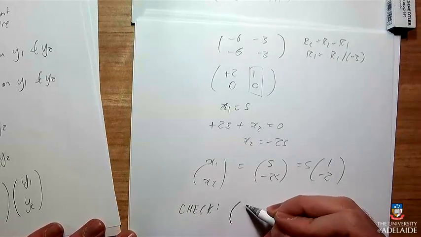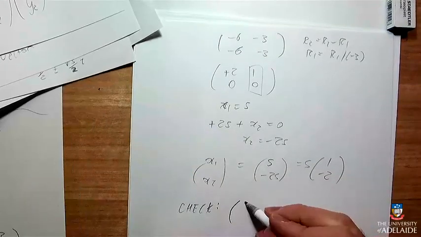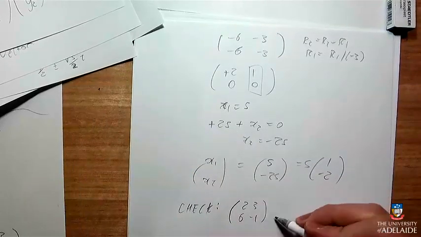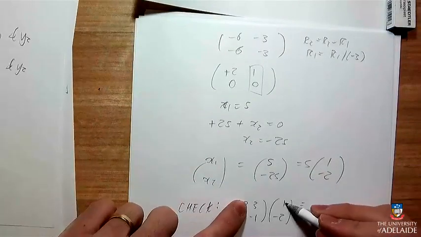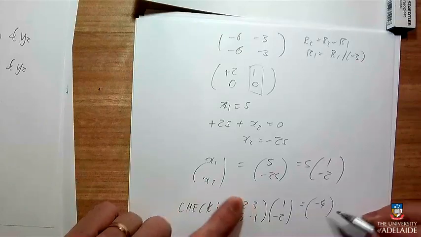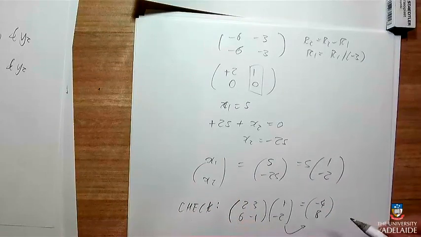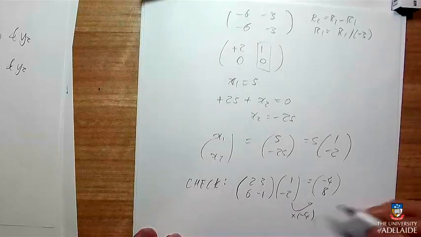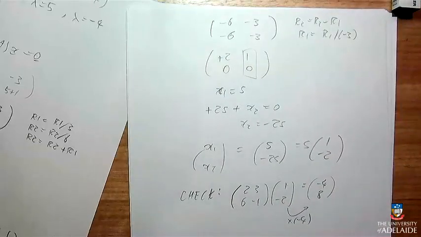The original matrix was 2, 3, 6, minus 1. And when I multiply it by 1, minus 2, I get 2 minus 6, which is minus 4, and 6, which is 8. And that totally is times by minus 4. Good. It really is an eigenvector. I was just a bit afraid that I was wrong, so I thought I'd just go back and check that.